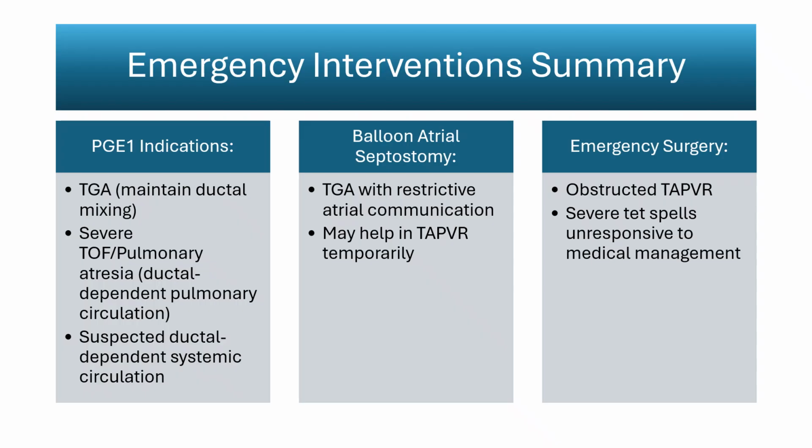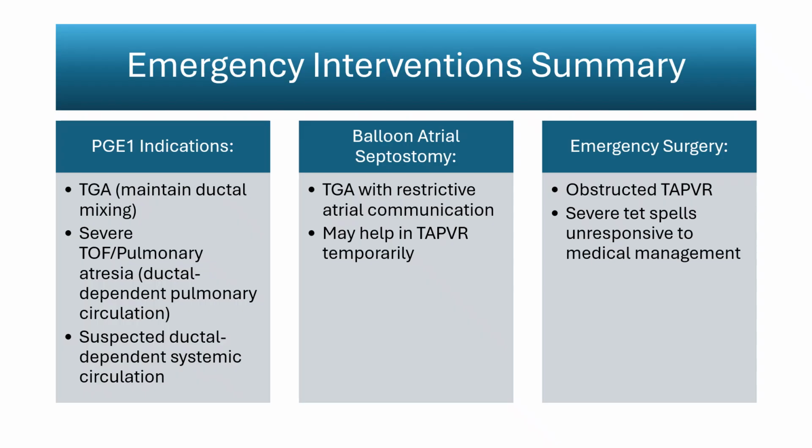Balloon atrial septostomy is indicated when transposition has a restrictive atrial communication, since enlarging the foramen ovale improves mixing. It may also provide temporary benefit in TAPVR, though its effect is limited if venous return is obstructed. The third category is emergency surgery, required immediately for obstructed TAPVR and for severe TET spells unresponsive to medical therapy.